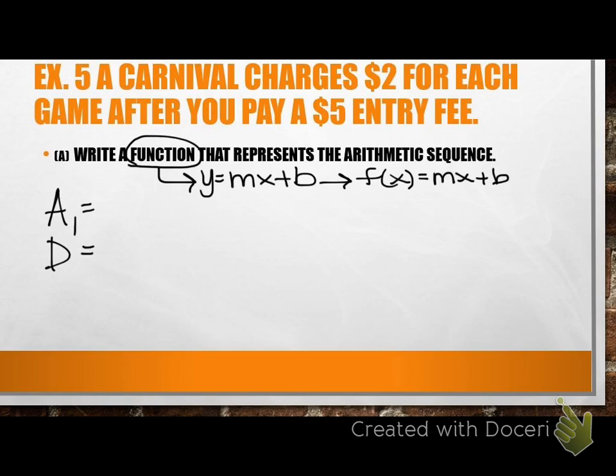All right, how did you pay $7? You paid an entry fee plus to play. Okay, you had to get into the carnival, right? So to get into the carnival, you paid $5. Then you went to play your first game and you paid $2. So by the time you've played your first game, you have paid $7. So 7 is your first term.